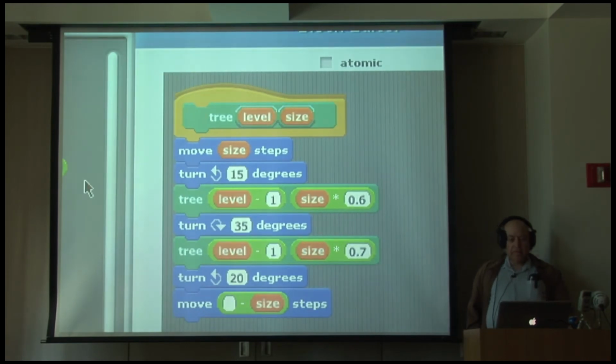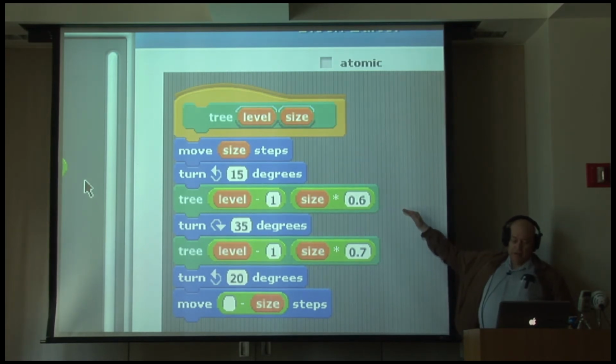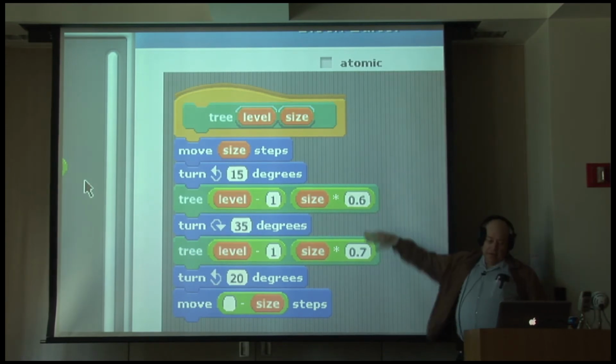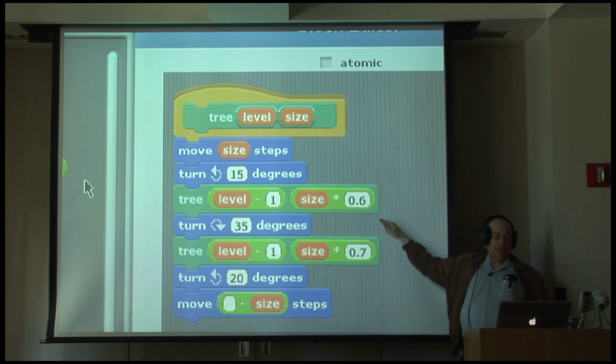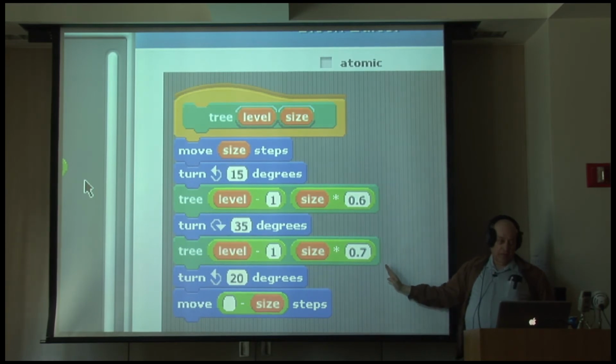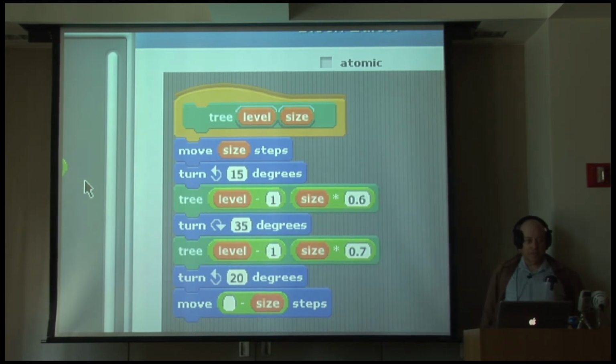Very happy now. Okay? So here's our script. And it says move some amount, turn left a bit, and then draw a tree. Colleen did this on Monday, so a lot of you have seen it before. And then after I've drawn my little tree, turn right 15 degrees plus 20 more degrees, and then draw another little tree, and then turn left 20 degrees, so I'm facing straight up again, and then move minus size steps, and that'll get me back to my initial position.